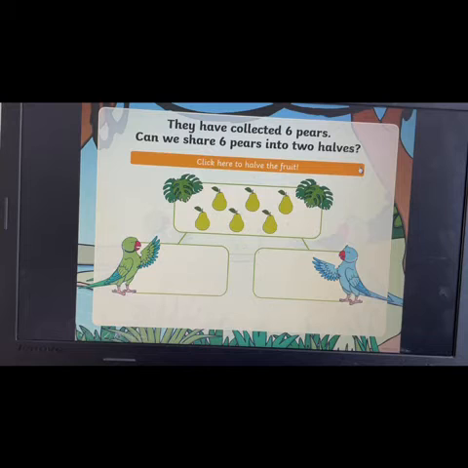Right, now they have collected six pairs. So can we share six pairs into two halves? So can we share them equally? Okay, have a think. How could you share the six pairs? Shall we do it together? So I'm going to give one to Jenny, one to Penny, one to Jenny, one to Penny, one to Jenny, and the last one to Penny.